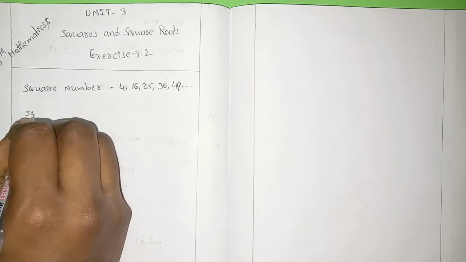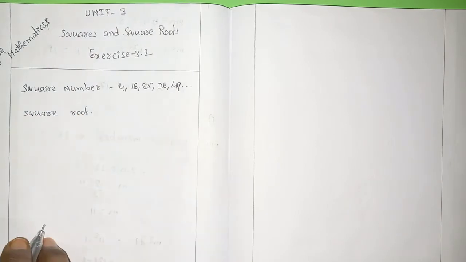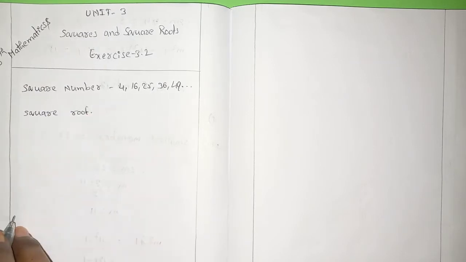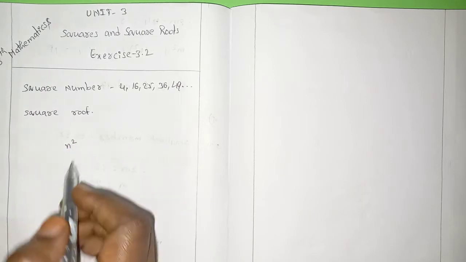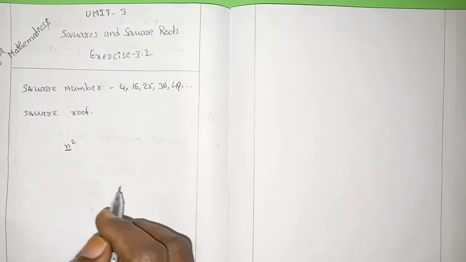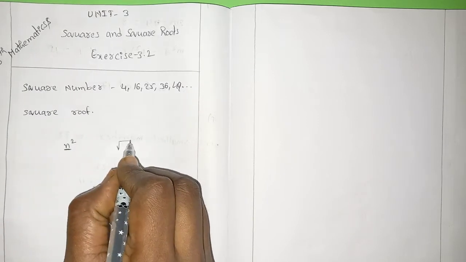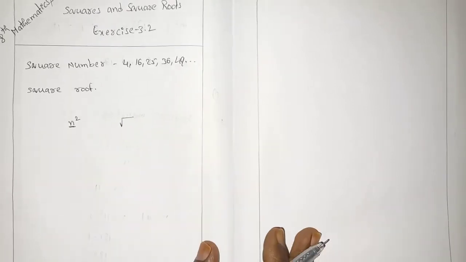Now you are going to learn square root. What is square root? How do we represent it? We represent square as n square, where n is any number. And how do we represent square root? The representation of square root is like this.